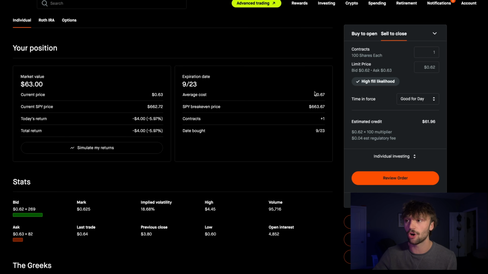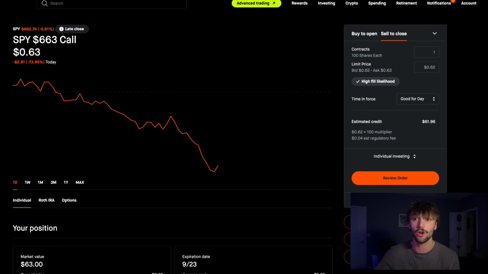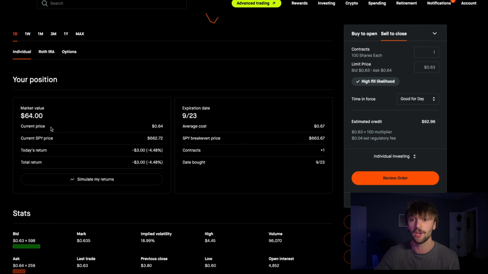But taking a look here, our average price is 67 cents. The stock is currently sitting at 63 cents, so we are down $4 a contract right now. Obviously, no big deal. This is just an example. But we have one contract. Our current price right here is 64 cents, which lines up right up here with our contract being at 63. You guys can see my market value is exactly that contract price of 62 cents currently. And with SPY's current price dipping, it does look like we are, in quotes, losing this call currently.